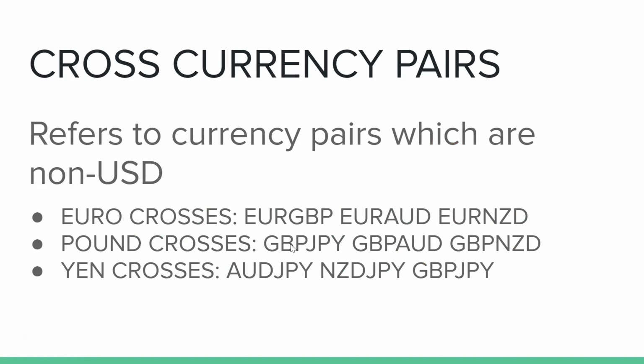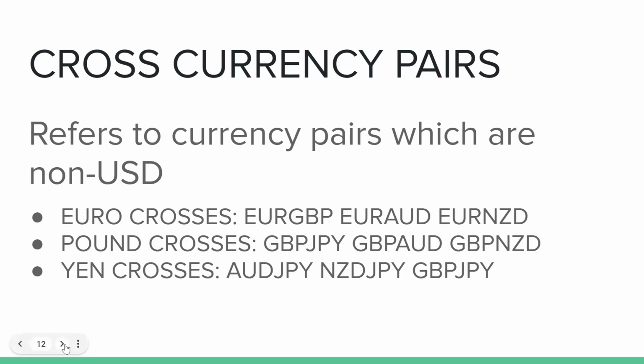The pound crosses are those where we have pound as their base currency. Okay, we have GBP/JPY, GBP/AUD, GBP/NZD, and then we also have the yen crosses, which are those that have the yen as their quote currency. So we have examples such as AUD/JPY, NZD/JPY, GBP/JPY, and then the rest of them. These are just a few examples.